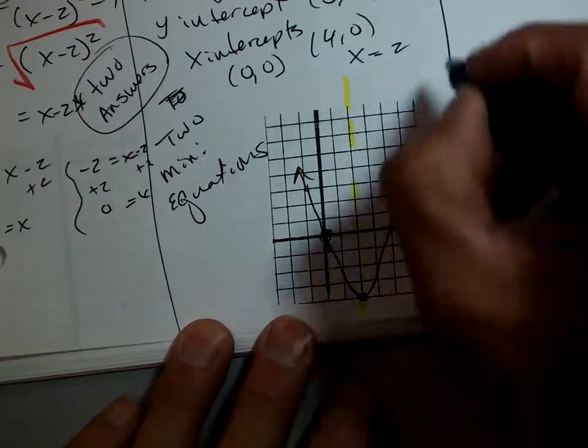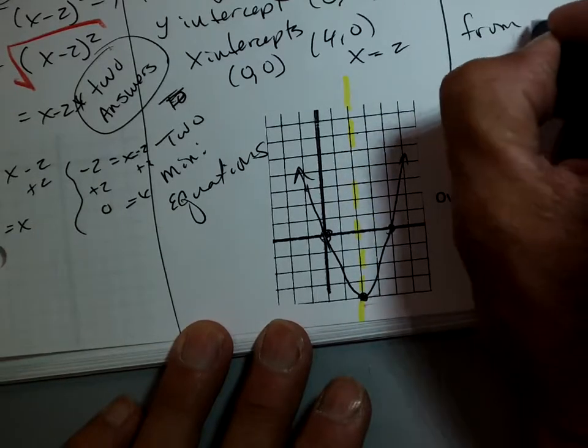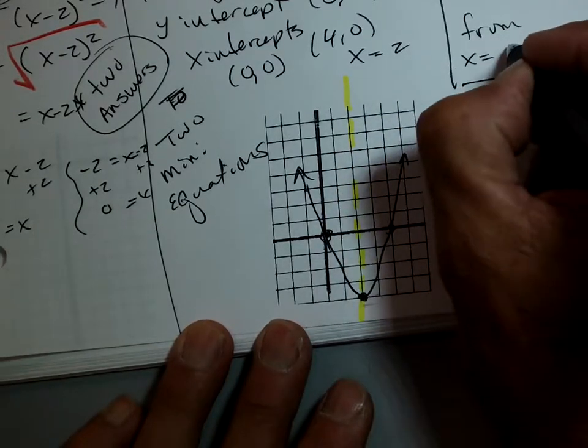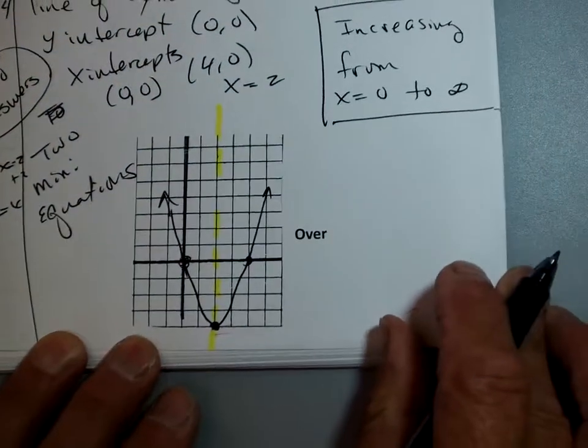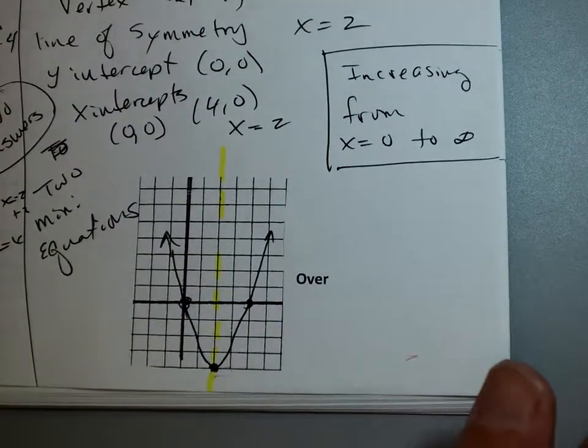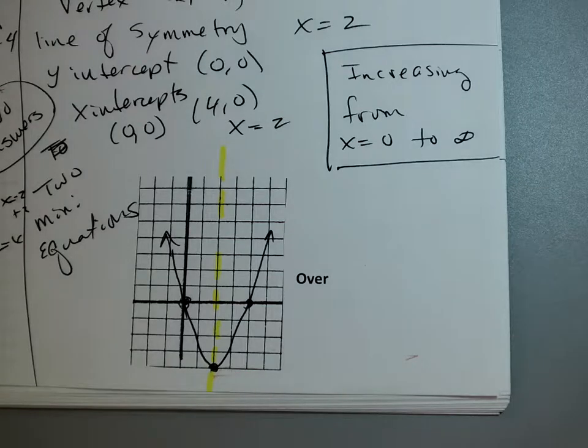We're going to write from x equals 0 to infinity. Yeah. There you go. So it increases. It's going uphill. It's this easy. It goes uphill from here to infinity. You guys agree with that?